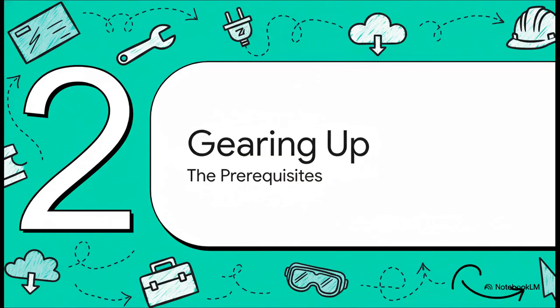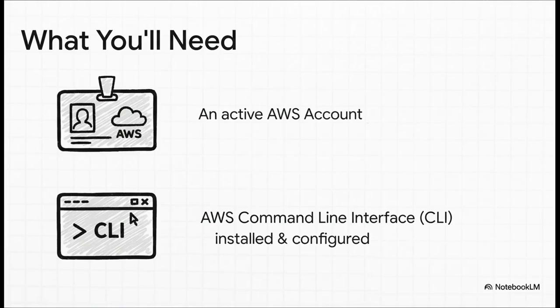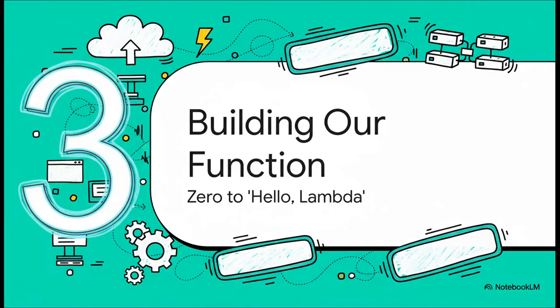Before we jump into the AWS console, let's just do a quick check to make sure we've got all our gear ready. And don't worry, the list is super short. All you're going to need is an active AWS account. You can get one for free. And you'll need the AWS command line interface, the CLI, installed and configured on your computer. That's it. Simple.